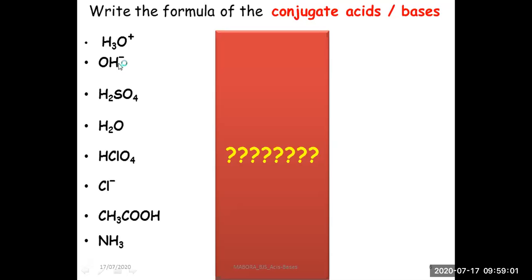Or OH minus. Now OH minus will accept a proton, so it is a base, and after accepting a proton it will again be converted into water. So water and OH minus are conjugate acid-base pairs of each other. H2SO4 will ionize to give H plus ion, a proton donor, so it's an acid. After donation, we get the HSO4 minus anion, and therefore H2SO4 and HSO4 minus are conjugate acid-base pairs.